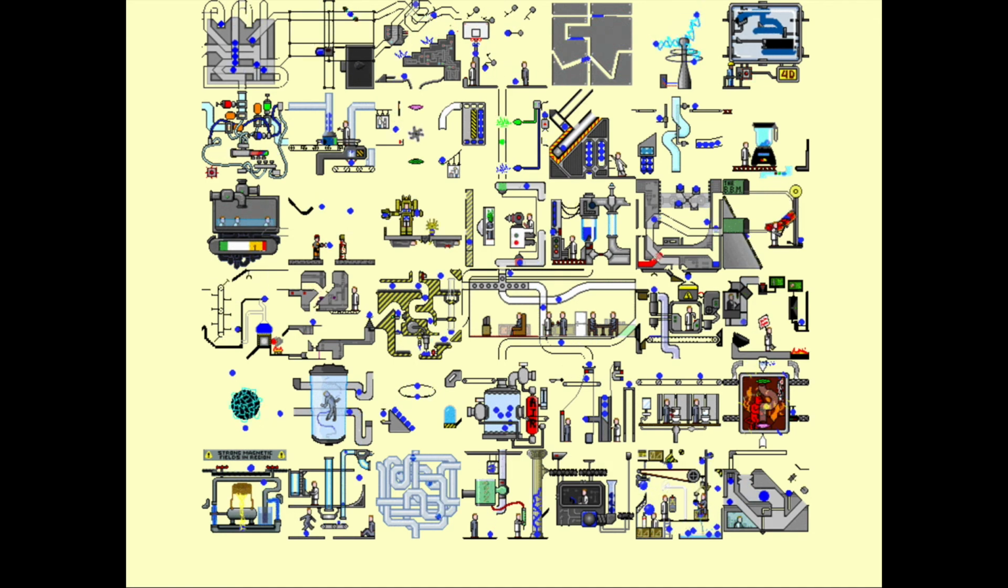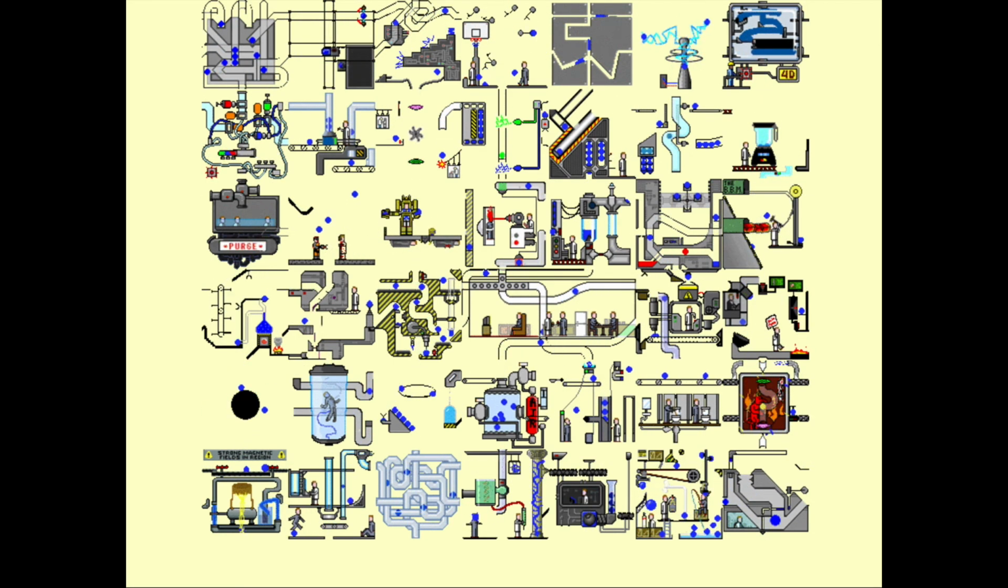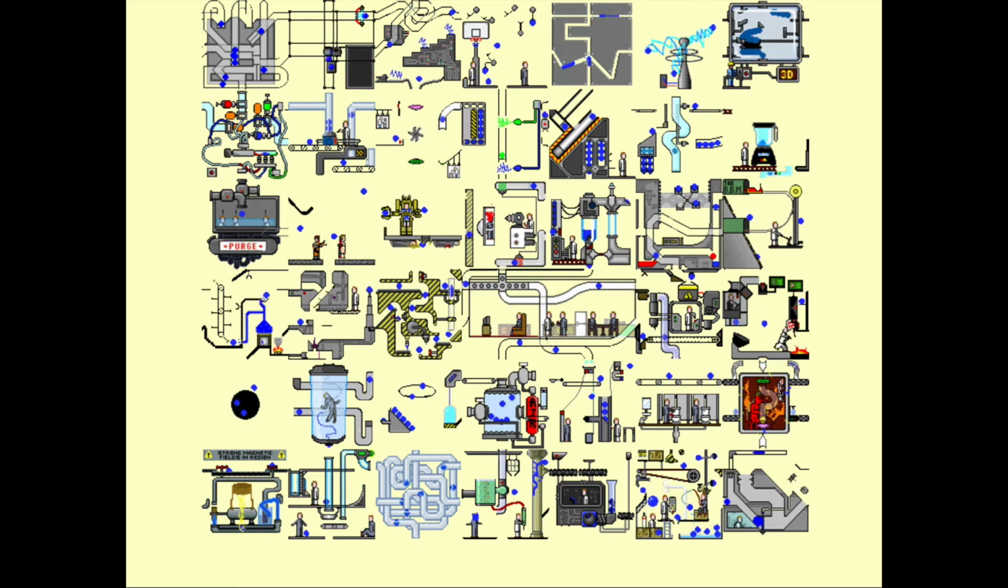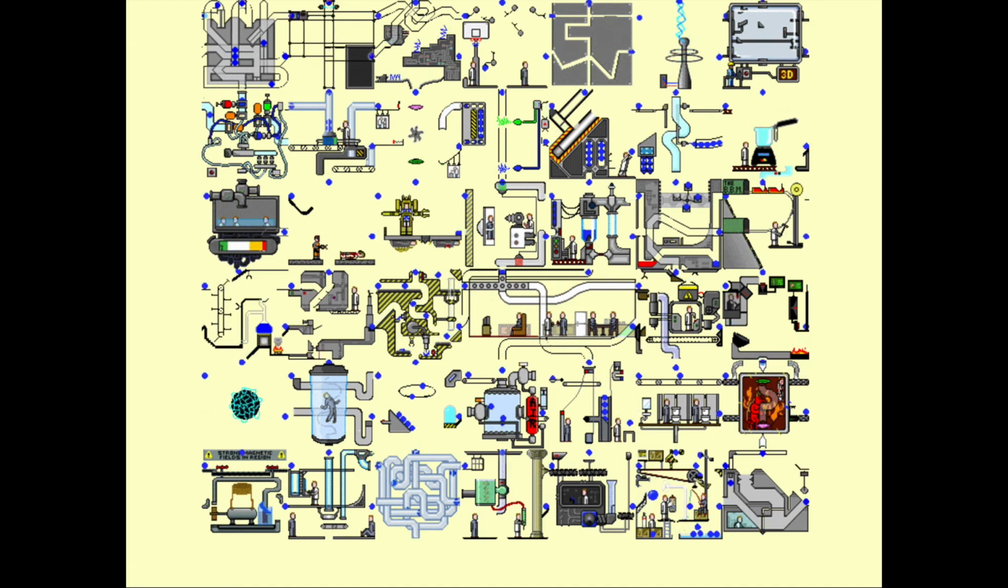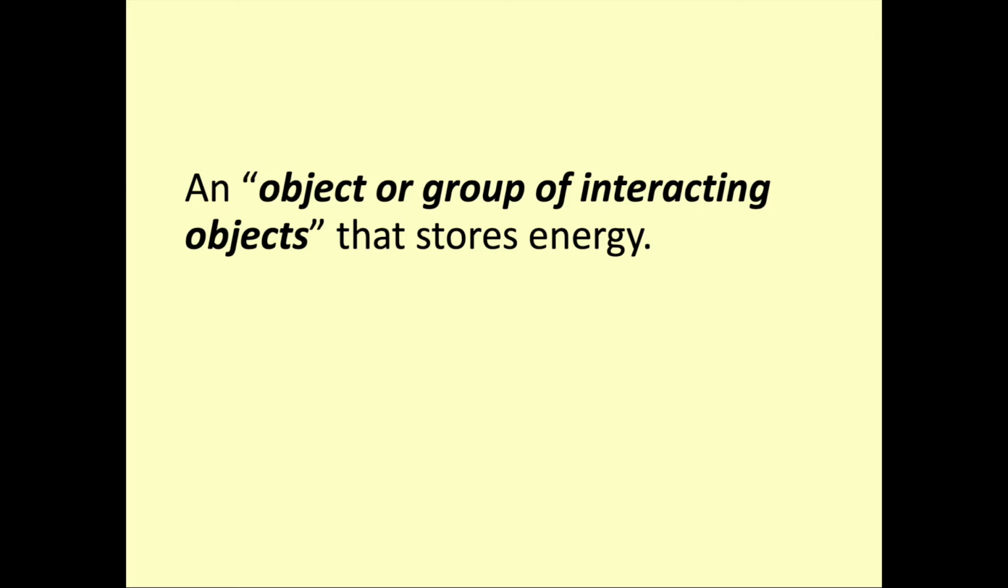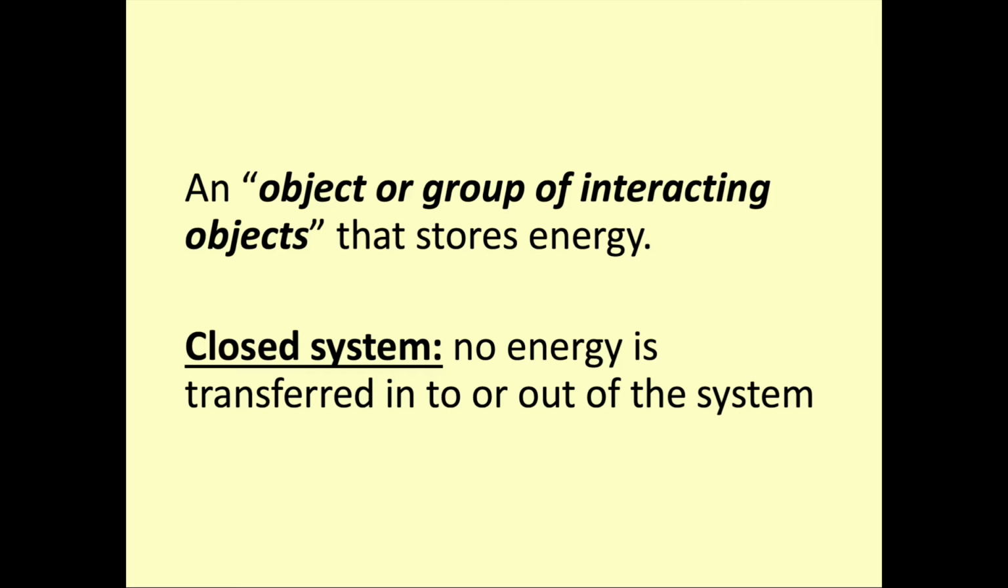But in the real world we have lots of systems that are interacting with each other. This is showing quite complex systems where you've got lots of stores and lots of transfers happening. The way in which we define a system is that it's an object or group of interacting objects which store energy. The particular type of system that we look at is called a closed system. This means that we don't have any energy going in or out of the system. So it's closed, not open for business, nothing coming in, nothing coming out.